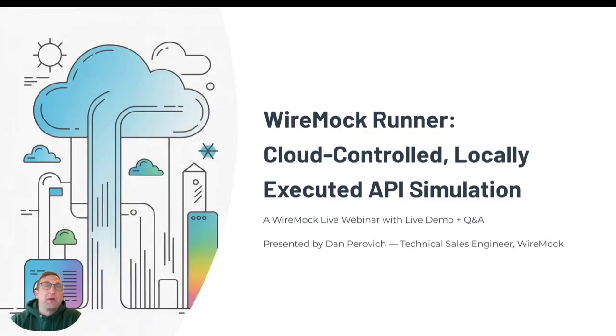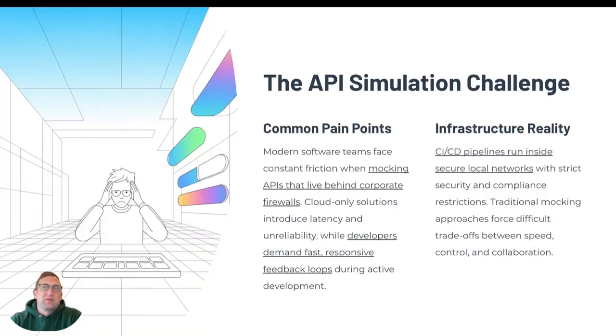Today we're going to cover the WireMock Runner, a cloud-controlled, locally executed API simulation tool from WireMock Cloud. The API simulation challenge usually comes in a couple of forms. One is that mocking APIs that live behind corporate firewalls can be difficult with the built-in WireMock Cloud recorder from the fully hosted SaaS platform. And developers demand fast, responsive feedback loops and oftentimes prefer working with WireMock open source or standalone because of this.